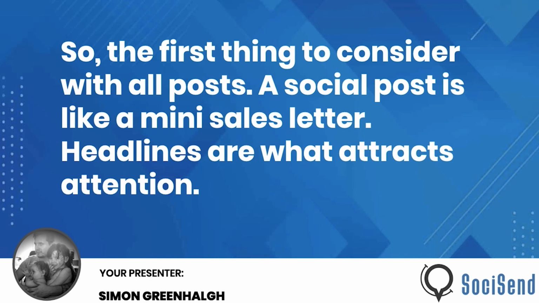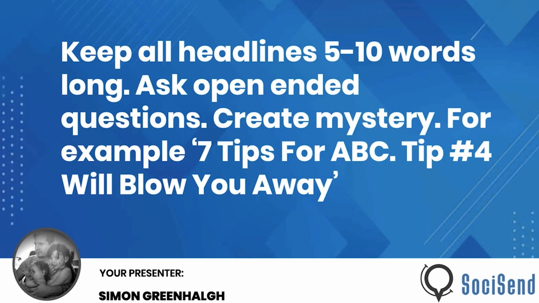So now we get into the training. The first thing to consider with all posts: a social post is sort of like a mini sales letter. Headlines are what attract attention in any kind, whether it's a newspaper, an advert, a sales page, or a sales video. It's your headlines that attract attention. This is basic copywriting, really. On social media specifically, keep all headlines between 5 and 10 words long, and you want to be asking open-ended questions. Create mystery. For example, the 7 tips for ABC, and tip number 4 will blow you away.